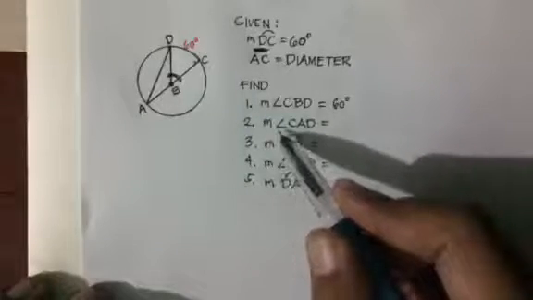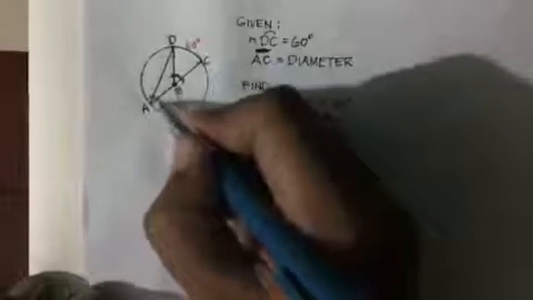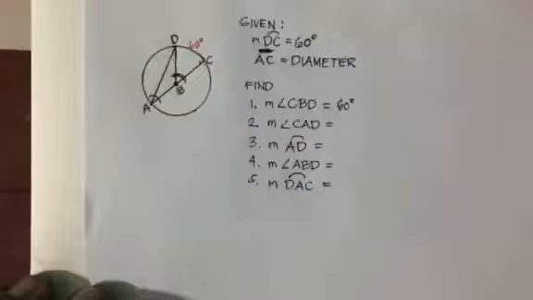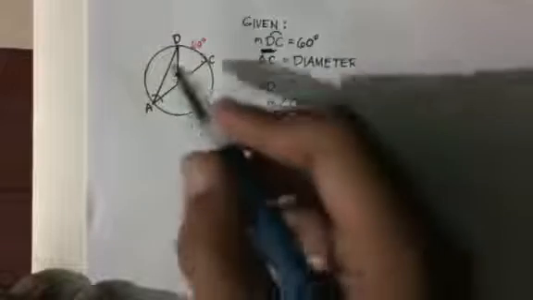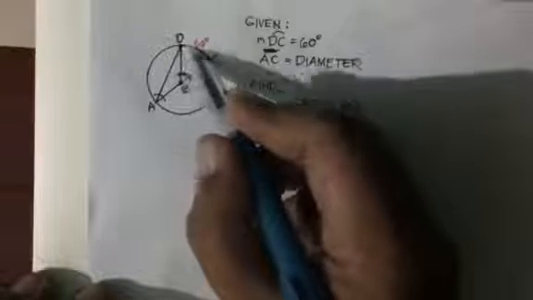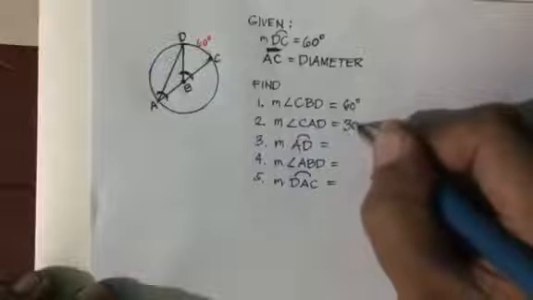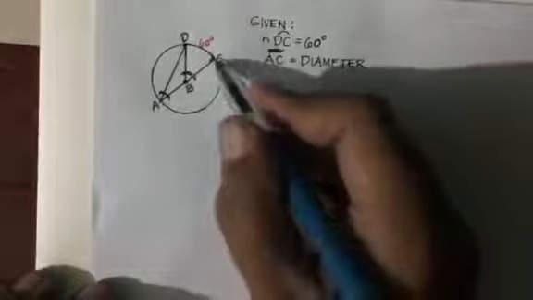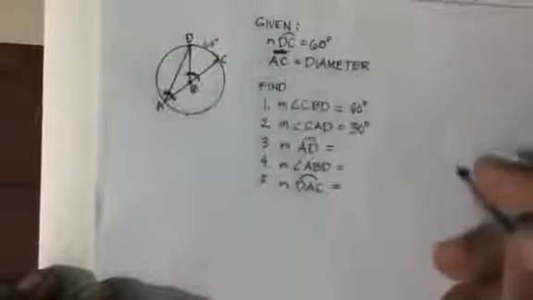Next, the measure of angle CAD. This angle has its vertex on the circle, and it is what we call an inscribed angle. So angle CAD is an inscribed angle. Its measure is 1/2 the measure of the intercepted arc. Since the intercepted arc is arc DC, which is 60 degrees, the measure of angle CAD is 30 degrees. Half of 60 is 30 degrees.